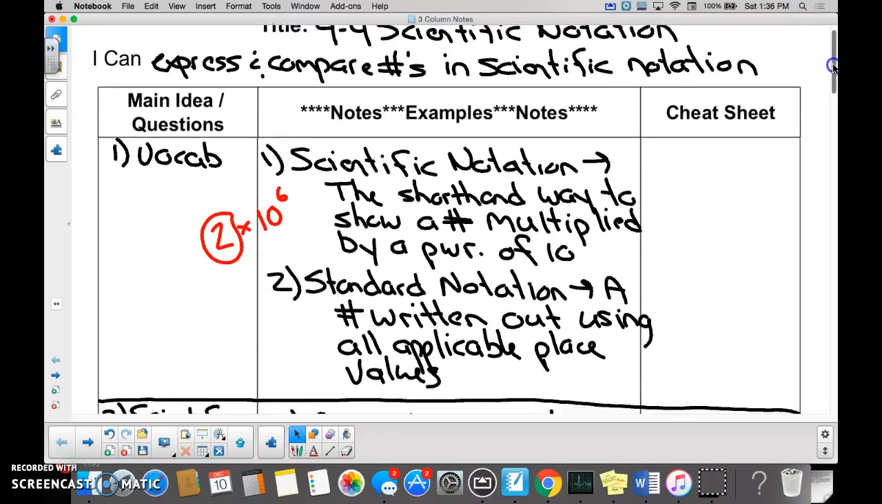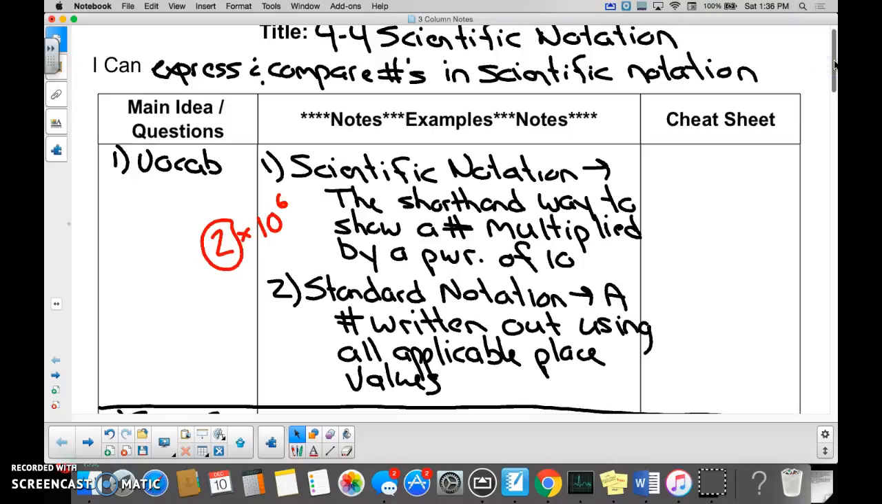Secondly, standard notation. You're going to see this on your assignment. That is the number written out using all applicable place values. So, for example, instead of writing 2 times 10 to the 6th, you're going to write what 2 times 10 to the 6th is. It's going to be 2 with 6 zeros, so it's going to be 2 million. That is an example of a number in standard notation.